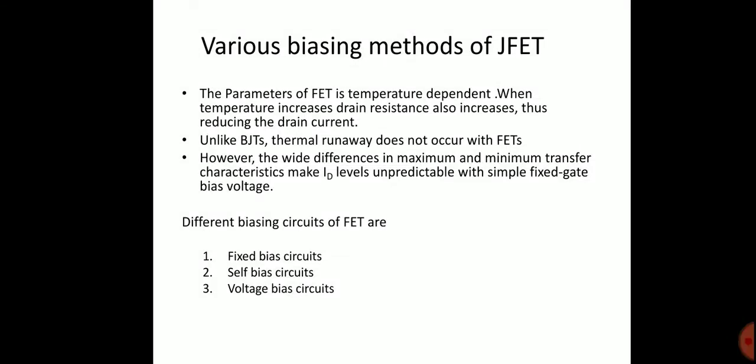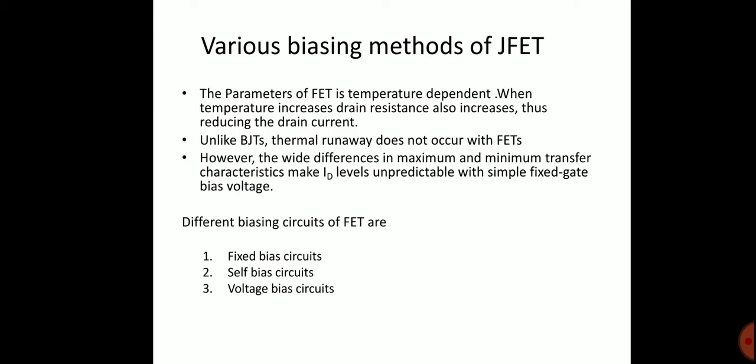Various biasing methods of JFET. EC8351 Electronic Circuits 1. In this lecture, the various biasing methods of JFET. The parameters of FET are temperature dependent. When the temperature increases, drain resistance also increases, thus reducing the drain current. Unlike BJT, thermal runaway does not occur with FET.